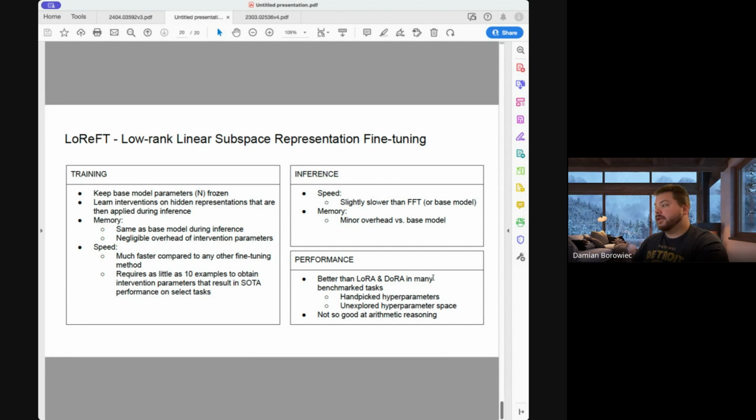It's kind of interesting about the performance because they've shown state-of-the-art results on some benchmarks, but only with handpicked hyperparameters, and they're claiming that a lot of these hyperparameters are still unexplored, so they encourage other research on this. And they've also found that the model is not very good at arithmetic reasoning, regardless of how they would train it. So I guess that's the outcome of this.